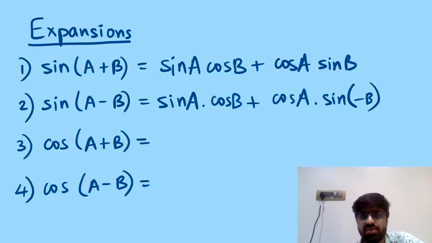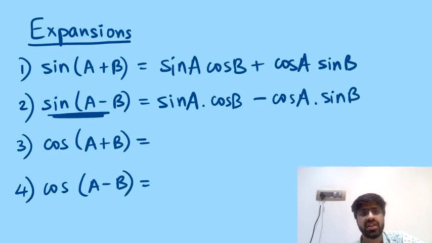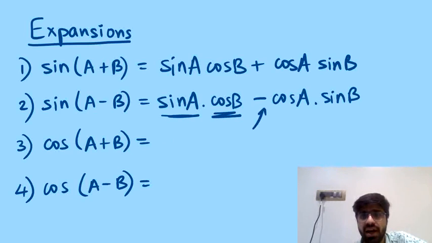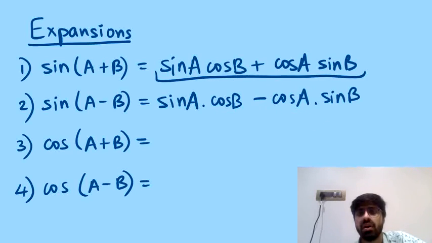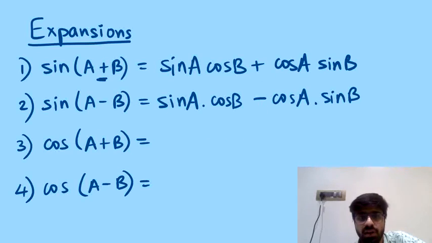Sin of minus b is minus sin b, so we will write it as minus sin b, and that minus will make the plus over here as minus. So if it is sin of a minus b, it is sin a cos b minus cos a sin b. If you check it carefully, it is the same as the expansion of this. But because there is a minus sign here, there is a minus sign here. If there is a plus in the middle, there is a plus in the middle. That's how you expand the bracket of sine.